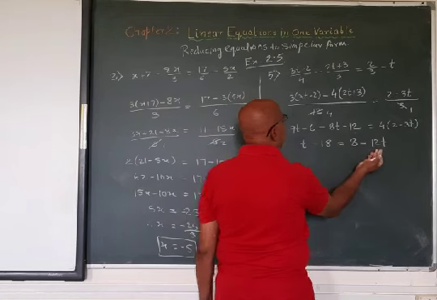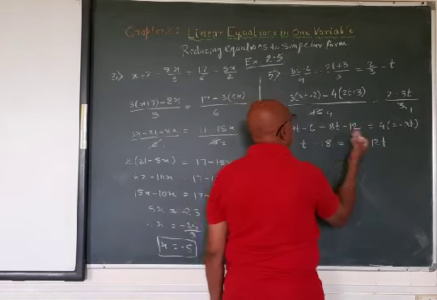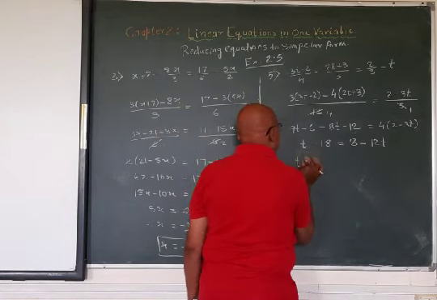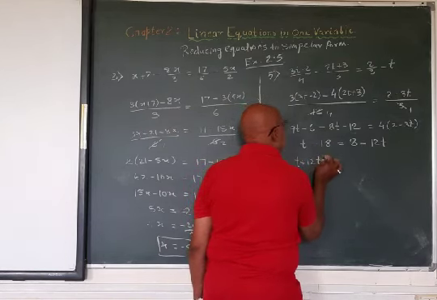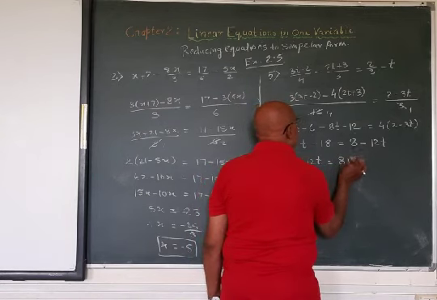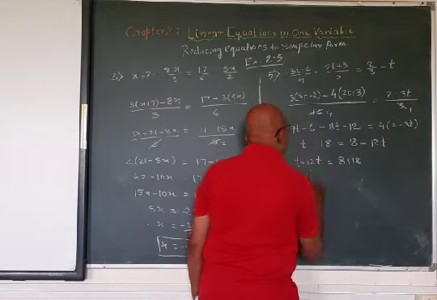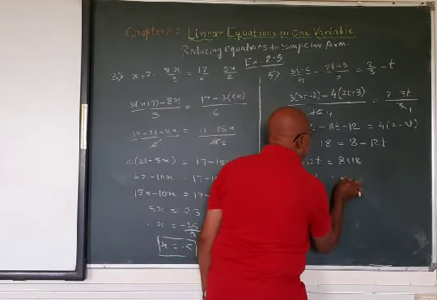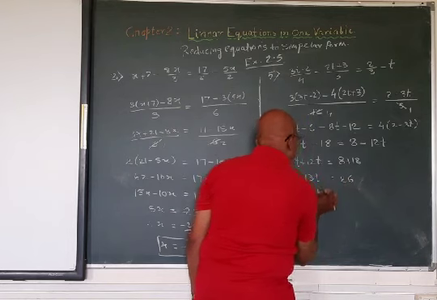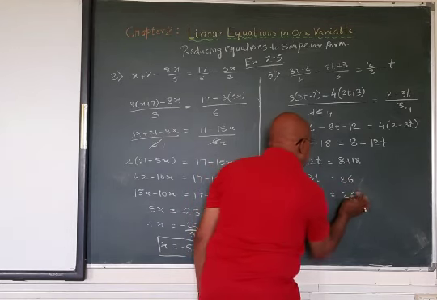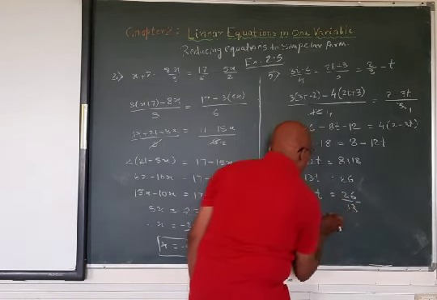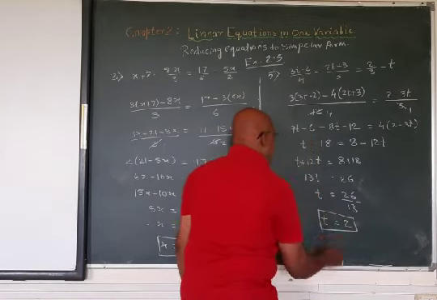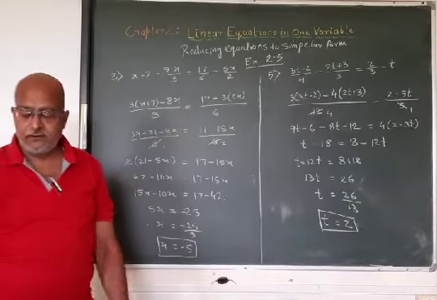Now these 12t will take this side and this minus will go, 18 will go that side. So we have t plus 12t equal to 8 plus 18. So 13t will be equal to 26. So t equal to 26 upon 13. So t will be equal to 2. So this is the final solution of our example.